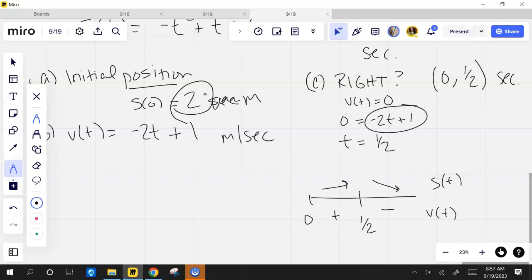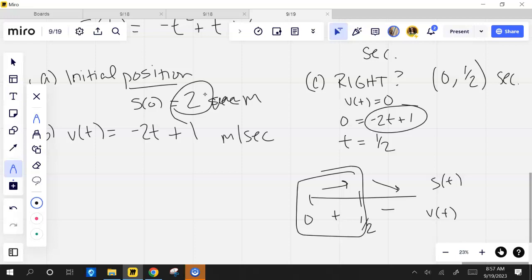Because it's asking when is it moving to the right? It's moving to the right here. And velocity, yeah. Yeah, because it's asking when, so the first half a second it moves forward. Then after that it stops and it moves backwards. Yes, it is.